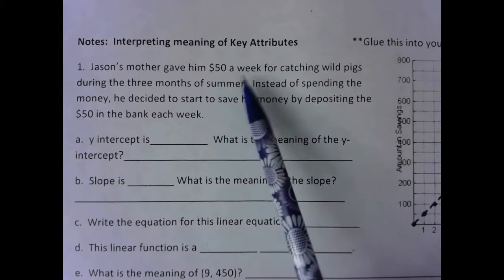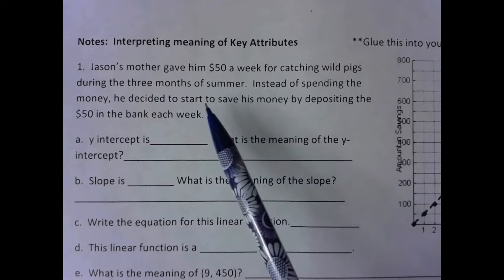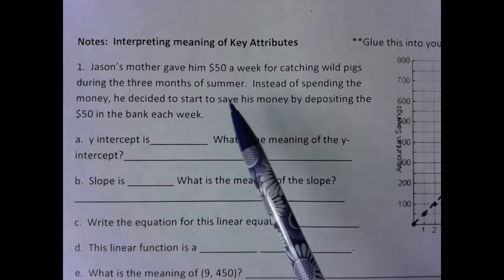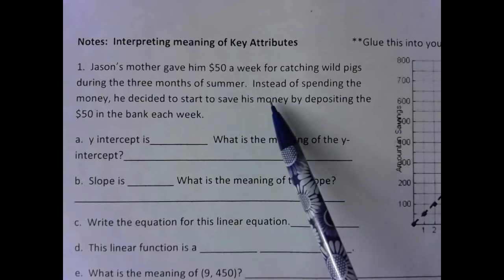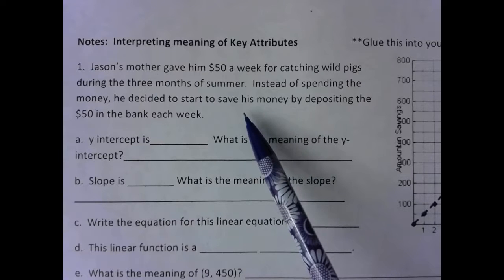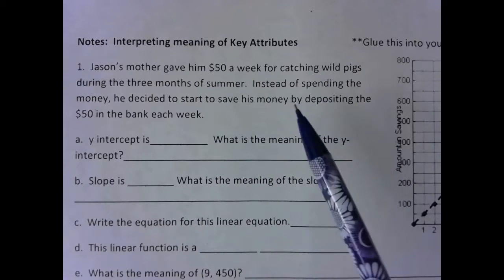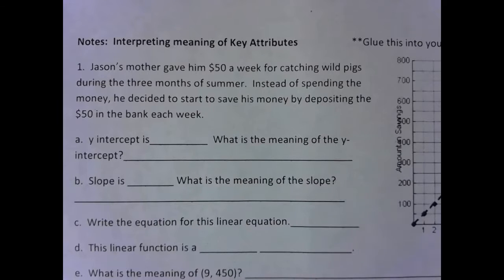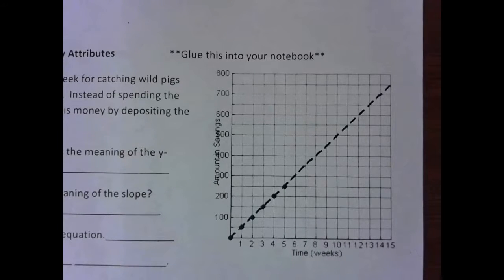Jason's mother gave him $50 a week for catching wild pigs during the 3 months of summer. Yep, pigs can cause problems, so you gotta catch them. Instead of spending the money, he decided to be smart and save his money by depositing the $50 in the bank each week. And to the right, we have a graph. Here's a lovely graph describing that scenario.